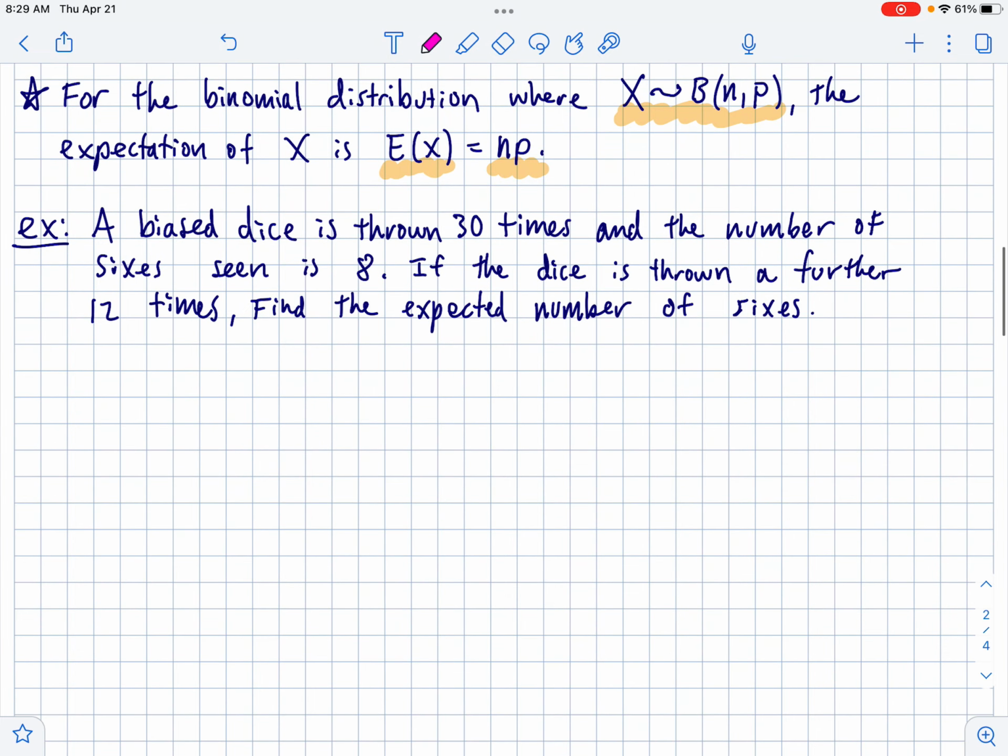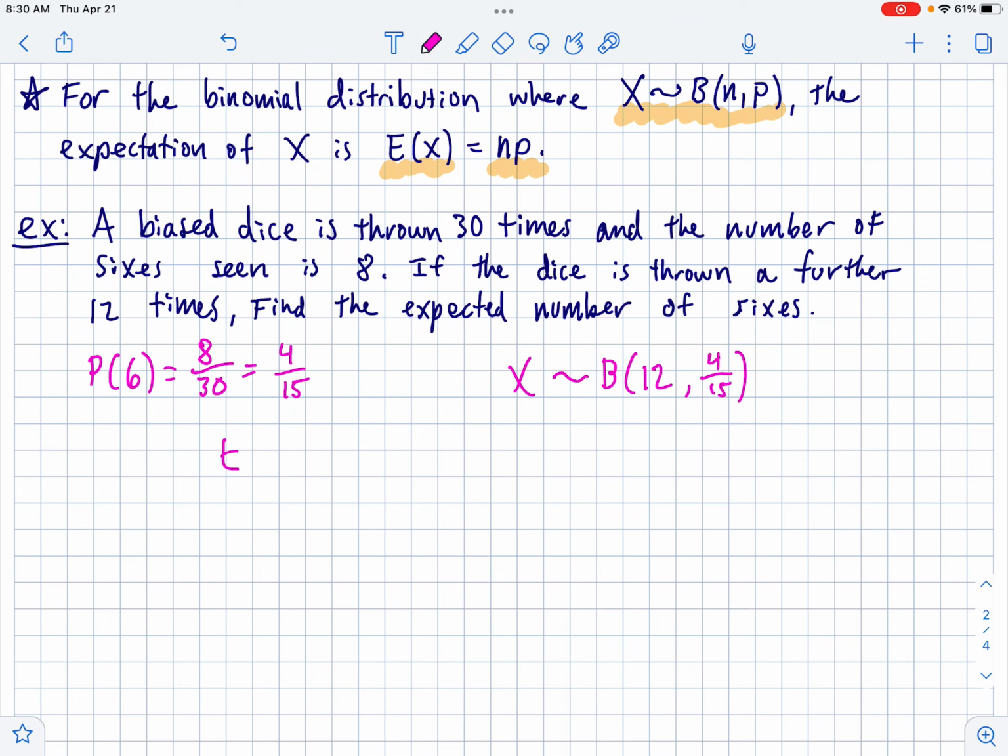A quick example of that: a biased dice is thrown 30 times and the number of sixes seen is 8. So the probability of a 6 is 8 out of 30, which is 4 out of 15. If the dice is thrown a further 12 times, find the expected number of sixes. Well, first of all, this distribution, in that notation, is X ~ B. We're throwing it a further 12 times, and the probability of a 6 is 4/15.